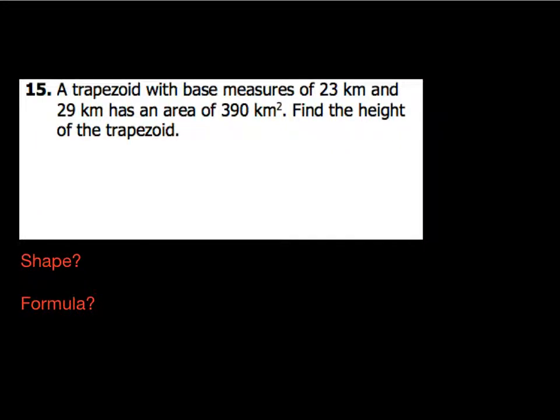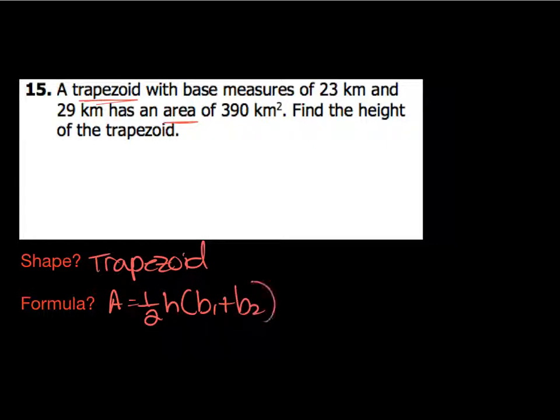Take a look at this. When I read through the problem, this is a trapezoid, so I go ahead and write down it is a trapezoid. We're looking for area, so I'm going to write down the formula for the area of a trapezoid. It is 1/2 the height, and we're adding the bases, base 1 and base 2. Let's see what we can put in. It says the base measure of 23 and 29. So we do have 23 and 29 for the bases. It says the area is 390, so I'm going to come over here and substitute in 390 for area.